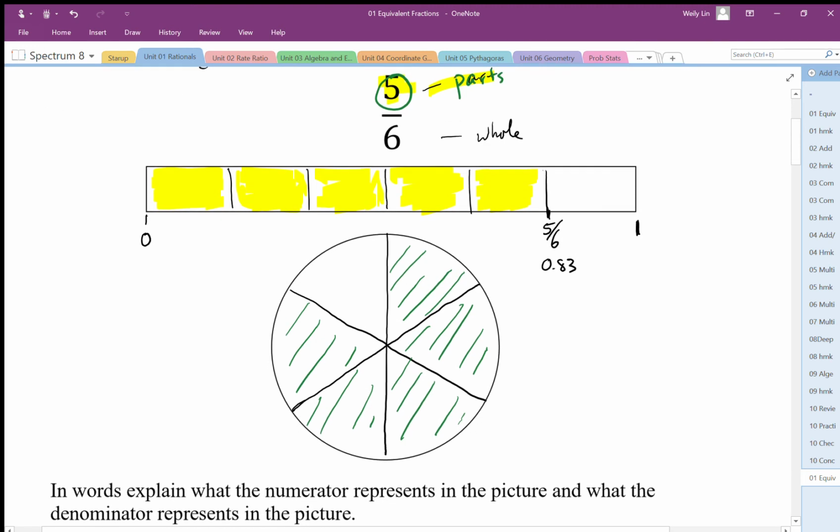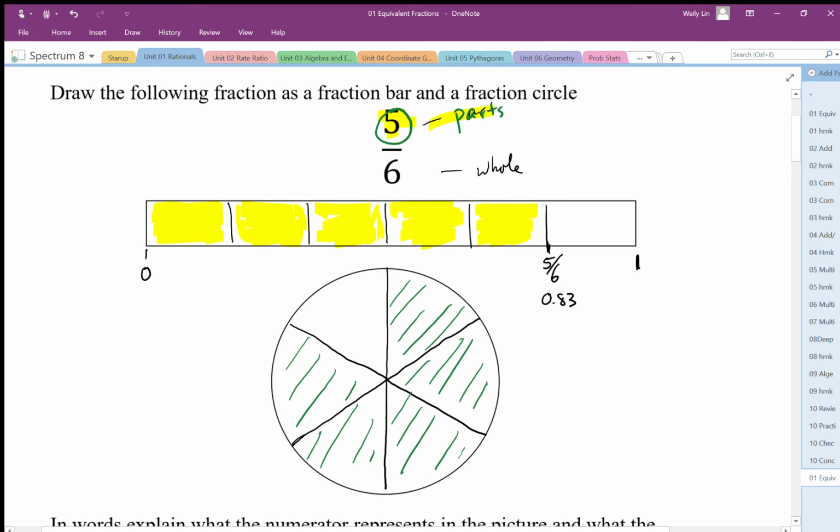So these are ways we can express fractions. We can express them as fraction bars, fraction circles, part-whole ratio. We can express them on a number line. A fraction can be a number on a number line.